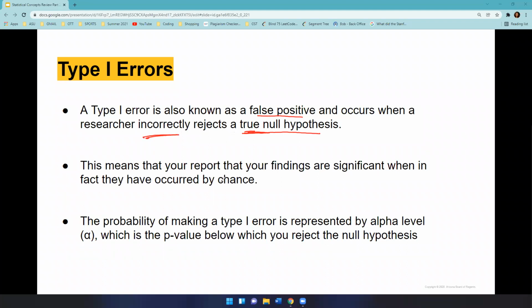This means that you report that your findings are significant when in fact they have occurred by chance. The null hypothesis was that basically the result is by chance. So we somehow report that our findings are significant, but they occurred by chance. So this is type 1 error.